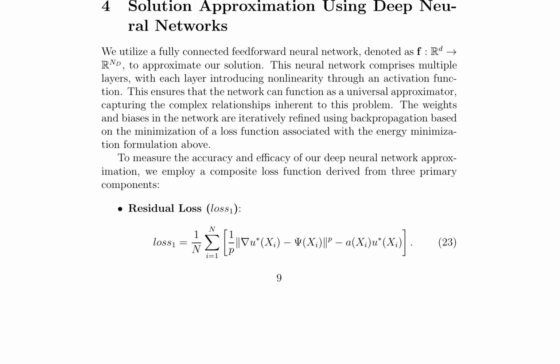A fully connected feedforward neural network is used to approximate the solution, with the network's weights and biases refined using backpropagation based on a loss function derived from the energy minimization formulation. The network's performance is evaluated using a composite loss function, consisting of residual loss, which measures the difference between the network's output and the target solution.